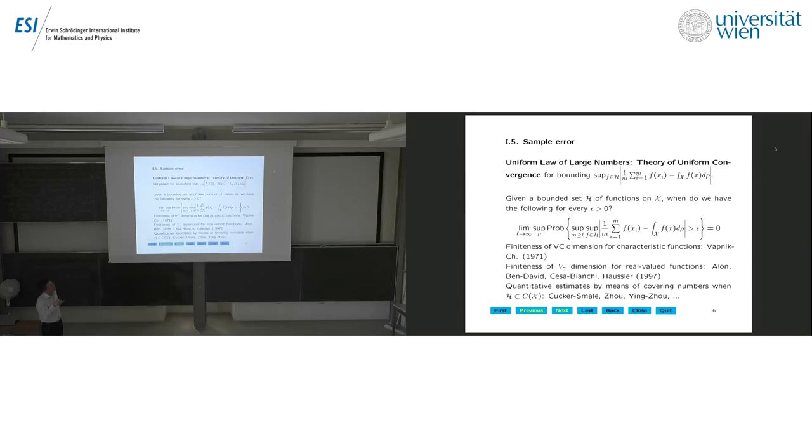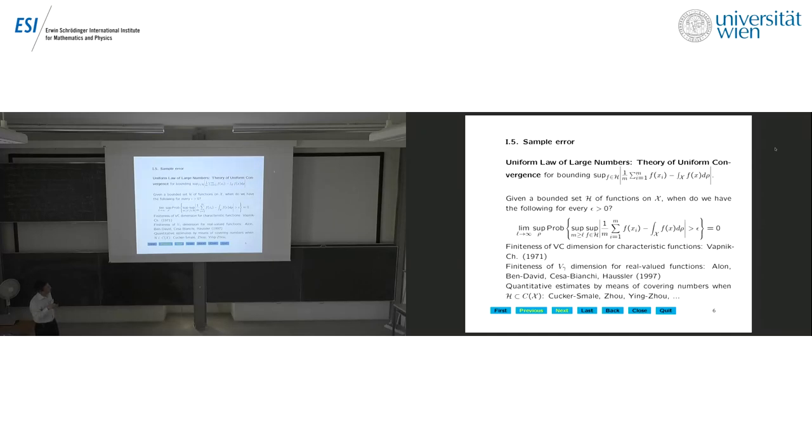So this is the so-called theory of uniform convergence, which is a classical theory in probability theory more than 30 years old. Essentially, what we want to know is how large this hypothesis space H can be so that this quantity still goes to zero as the sample size goes to infinity. So we want it to go to zero as m goes to infinity. And this is measured by this definition of uniform Glivenko-Cantelli class.